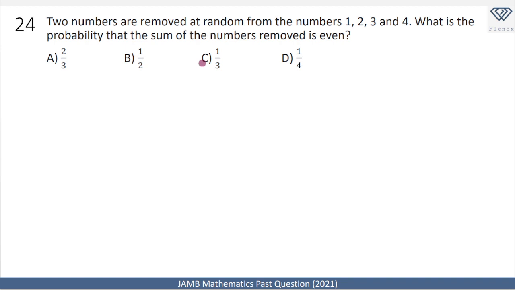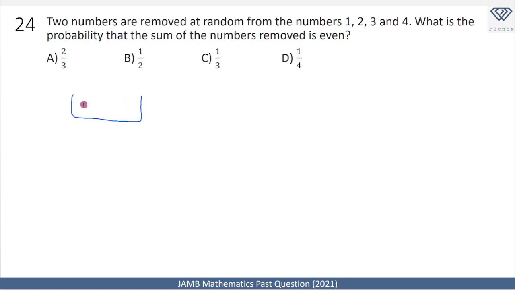So moving on to the next, it says two numbers are removed at random from the numbers 1, 2, 3, and 4. What is the probability that the sum of the numbers removed is even? Now, this is quite an easy and interesting question. So let's assume you have a basket. I like to draw because it makes it easier to visualize things.